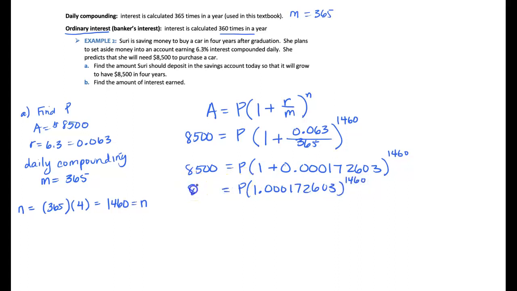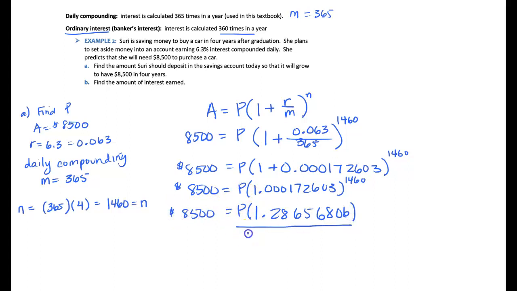So just take it one step at a time. Now let's go ahead and calculate through the exponent. Our decimal to the power of 1,460 gives us 1.28656806, and that times p equals 8,500. To get our variable p alone, we'll divide by that 1.28656806 on both sides of the equation.